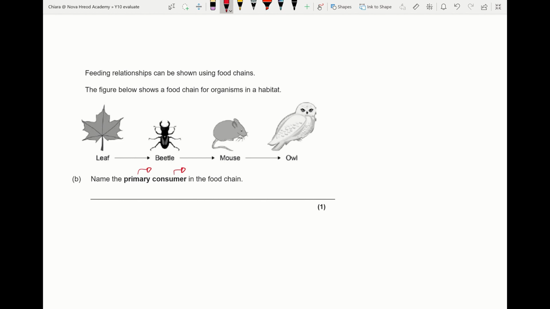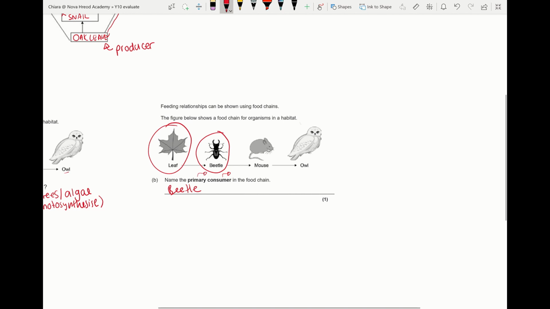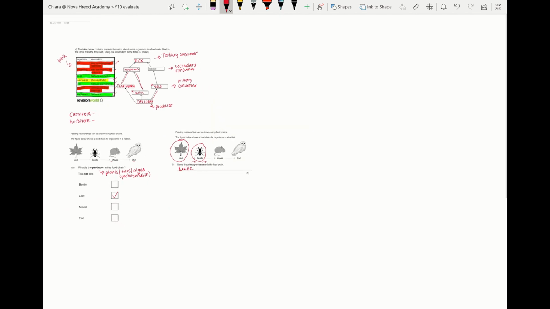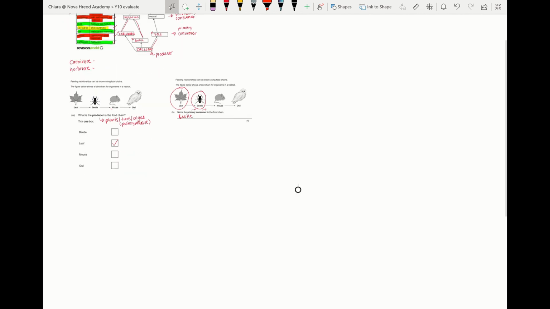Okay, so the primary consumer is the first organism that feeds on the producer, so the leaf. So this is the producer, so therefore the primary consumer will be the beetle. Now we have it. Okay, so try and have a go at the question that I've put on ePraise.